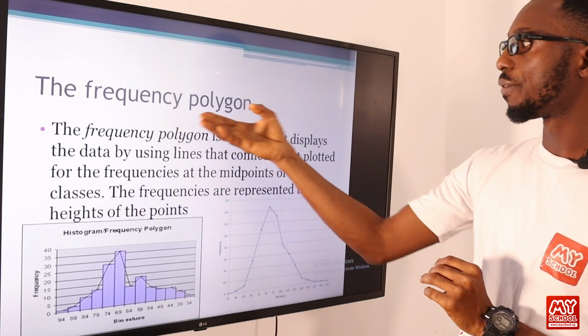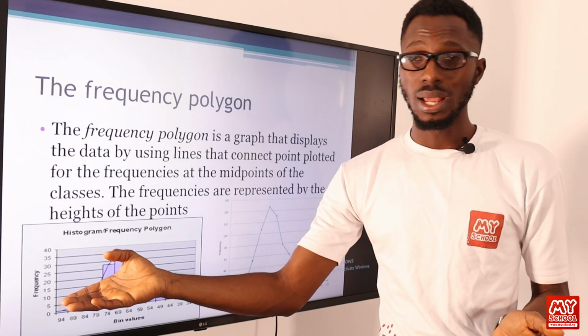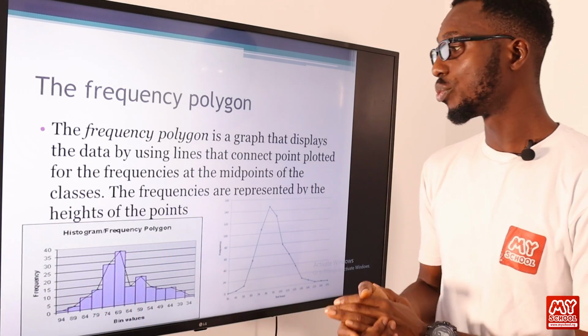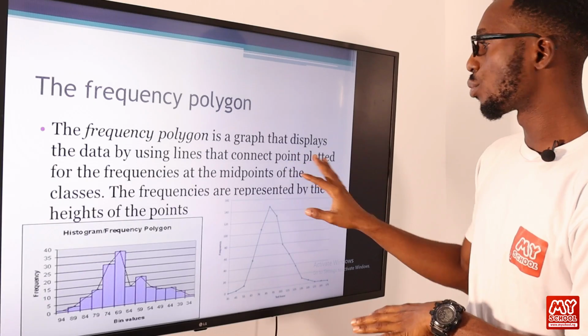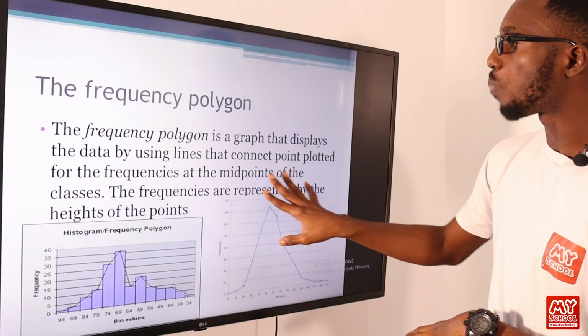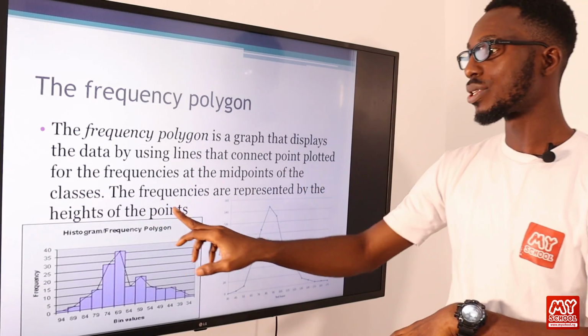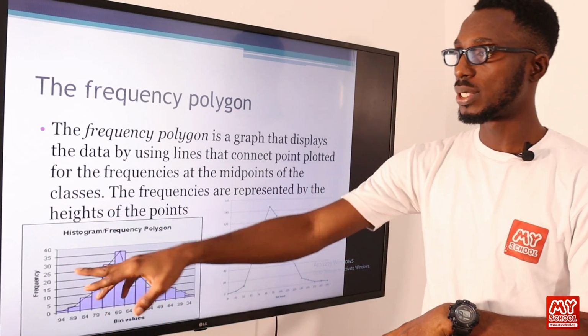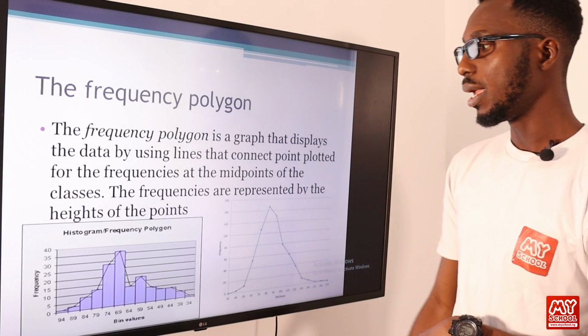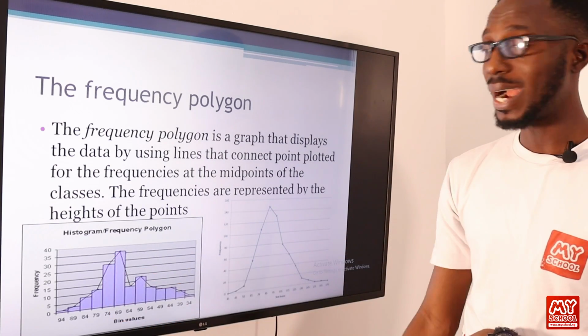Of course, you can actually draw your frequency polygon without using a histogram, but it is actually good like this. This is also applicable. So it is plotted for the frequency at the midpoint of the classes. Now the frequencies are represented by the height of the point. So the height of the point tells you this is where the frequency is, right? You can see that from the diagram right here.